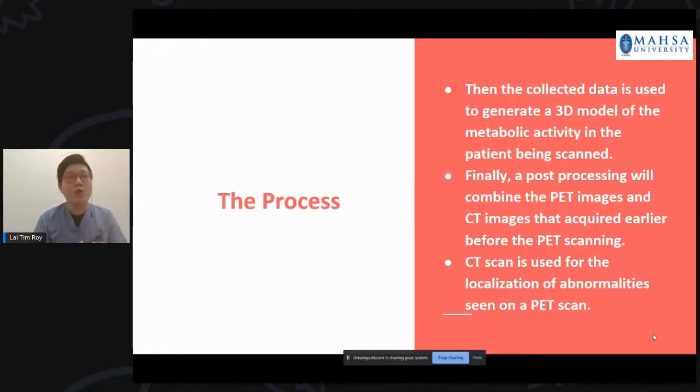After this, when I show you all the images, you will see that PET images by themselves are very difficult to use to tell the localization of the abnormalities. It's very difficult to tell where the exact locations are. Therefore, we need the CT and we need to fuse both of them together.